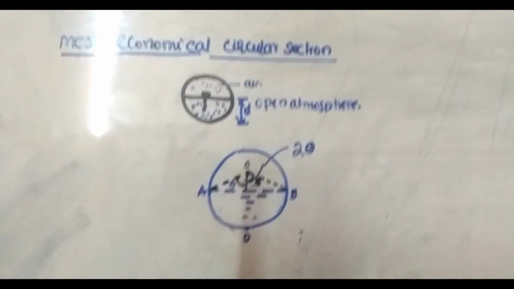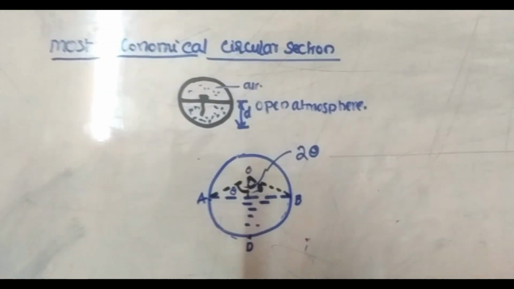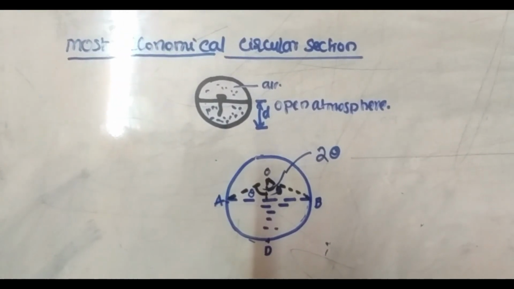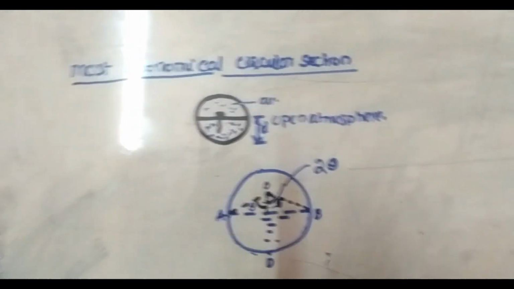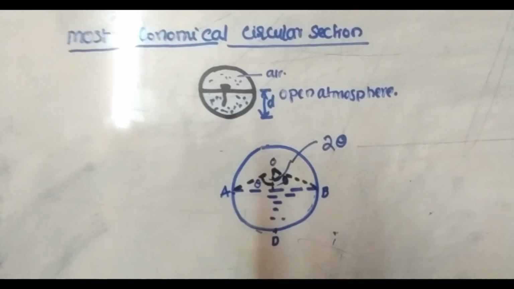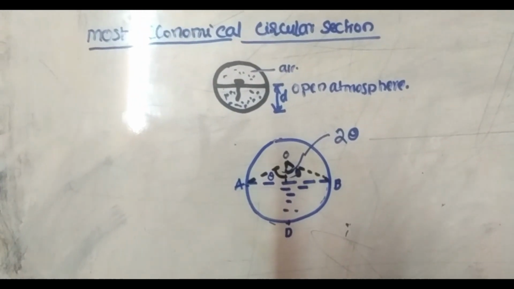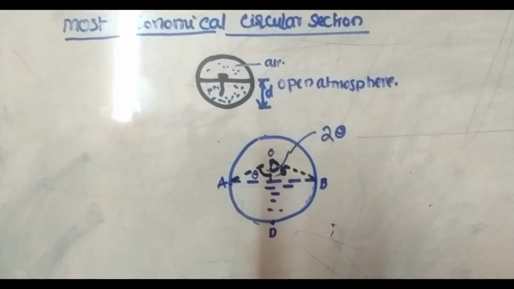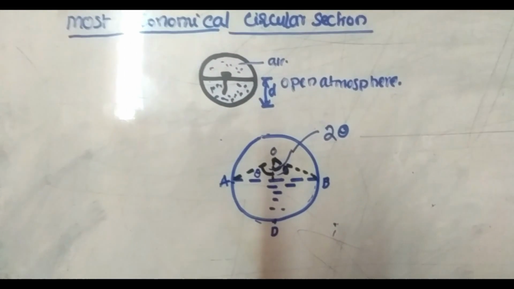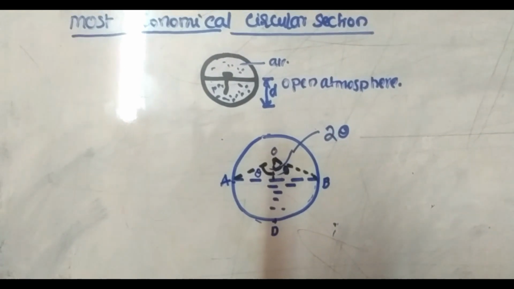Hi students, today I am going to teach the most economical circular section. We call the flow open to atmosphere, but here this is a closed conduit, so how can we say this is open to atmosphere? This is Sakesh Shetty from AJT Mangalore.